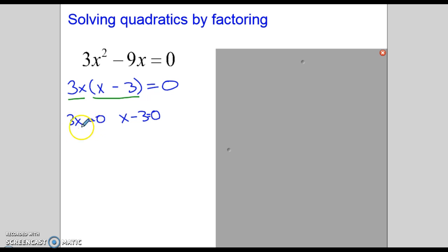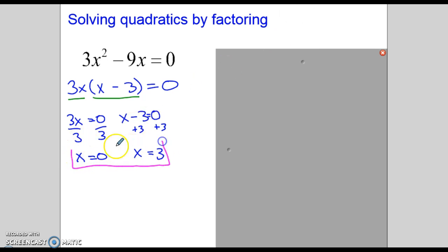And this equation here, when I divide by 3, I just get x equals 0, and that's one of my solutions. In this equation here, I add 3 to both sides to get x alone, and I get x equals 3 as my other solution. And of course we want to check those solutions, and when you plug them each into our original equation, you do indeed get 0.